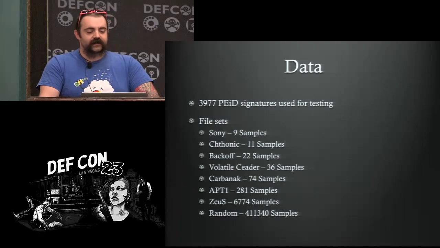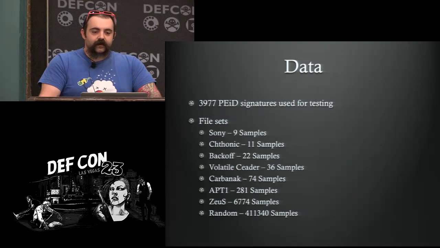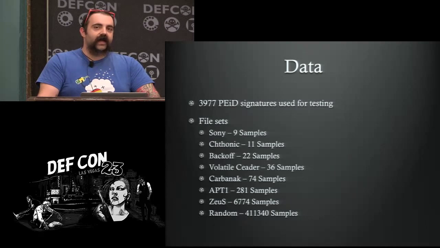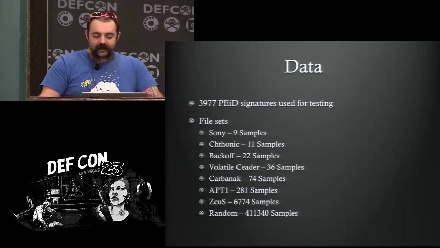We've got some file sets of various sizes. Smaller ones that I understood and could pull apart and go, oh, okay, I get it. Yeah, these two are right, and this technique seems to be working. And then we have this giant random sample at the bottom: 411,000 files. Because everybody loves big data, and this wouldn't be a math talk unless I used the phrase big data. So there you go.